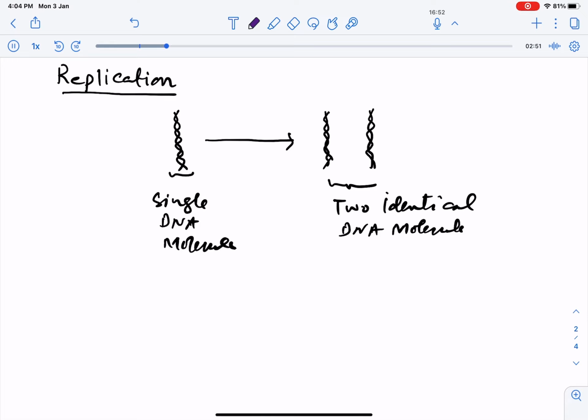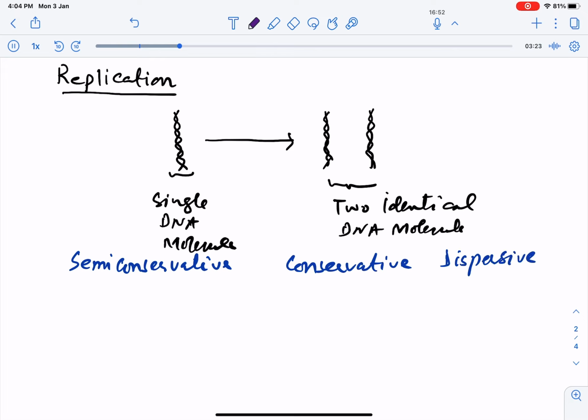There have been three theories proposed to explain the process of replication. The first one is semi-conservative replication of DNA. The other is conservative replication of DNA. And the third is dispersive replication of DNA.